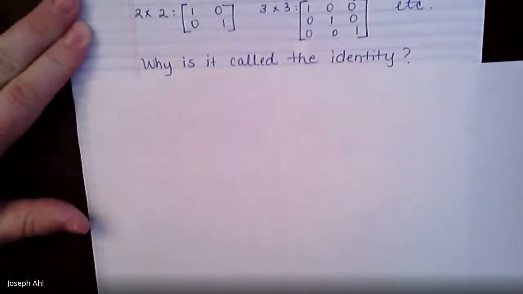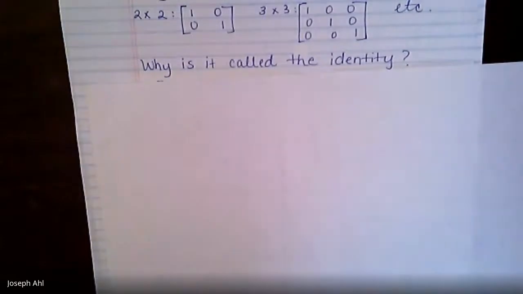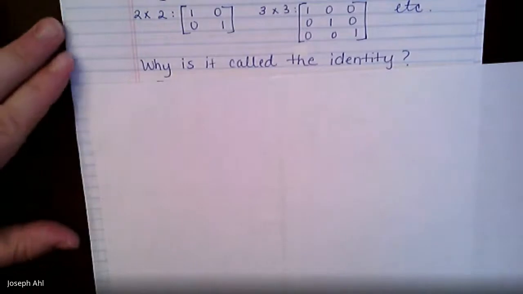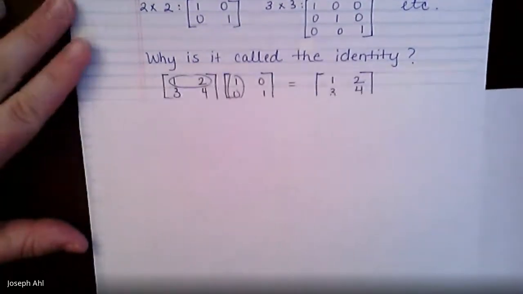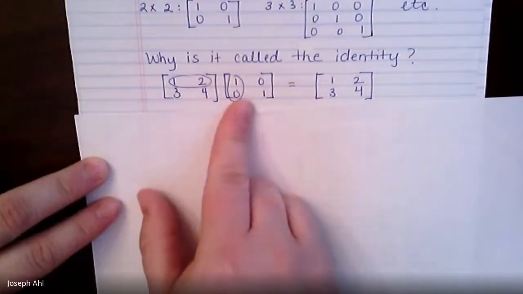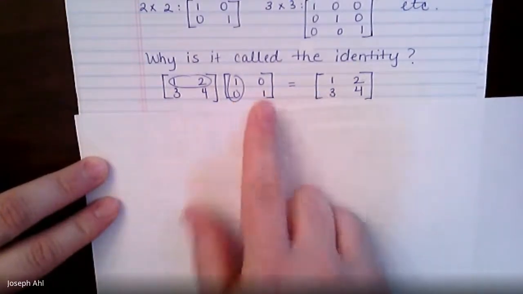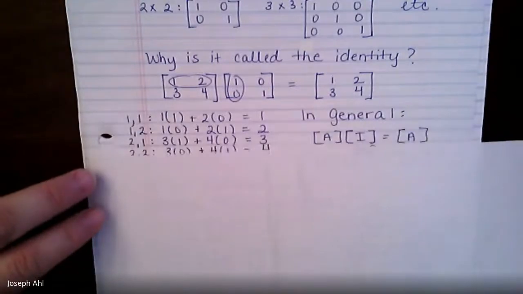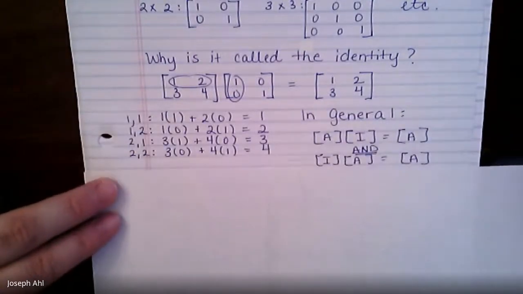So the natural question becomes, why is it called the identity matrix? If you think about identity elements in math, for example, 0 is the additive identity, because any number plus 0 is itself. 1 is the multiplicative identity. Any number times 1 is itself. So this is called the identity matrix because if you take a square 2 by 2 matrix and multiply by the identity, you get that same matrix again. And here's the work to confirm that.